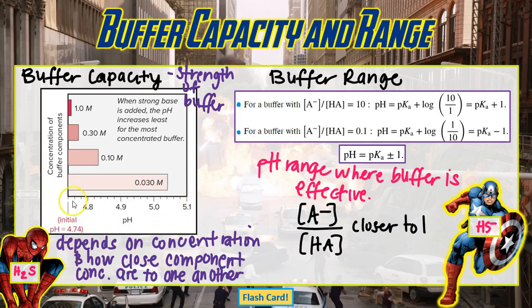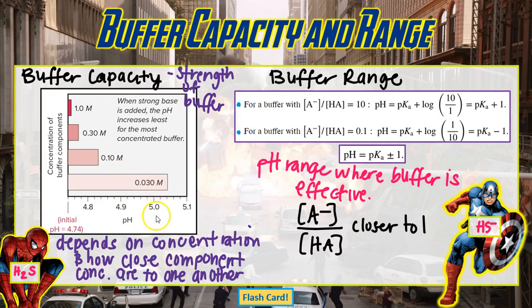So for example, let's say that we have our pH here, and our initial pH is going to be 4.74. And then we have an increase in pH as we go from left to right. This is a bar graph. And on here, on our y-axis, we have concentrations of buffer components. So we have a very high concentration of buffer components, which is 1.0 molar. And then we say we have a low concentration of buffer components, which is 0.030.